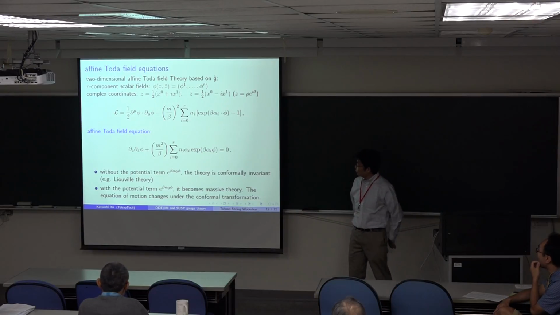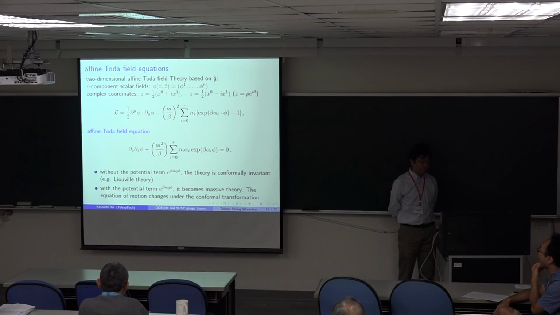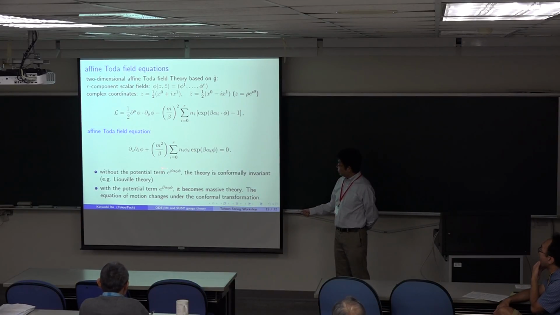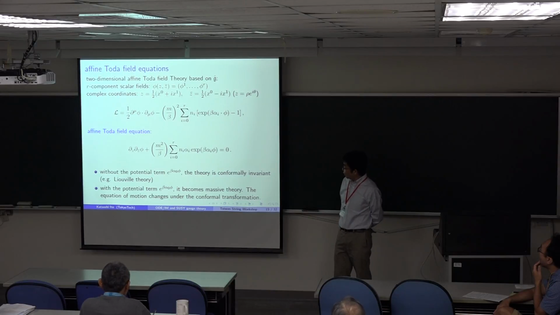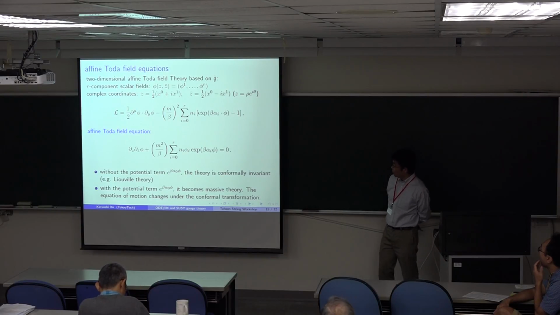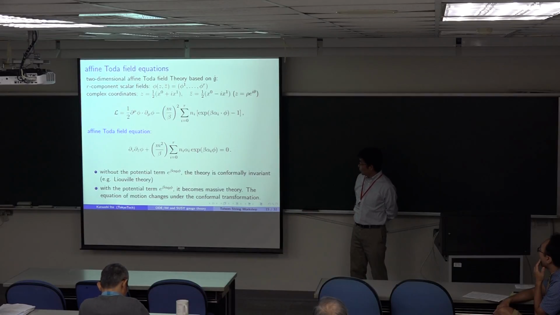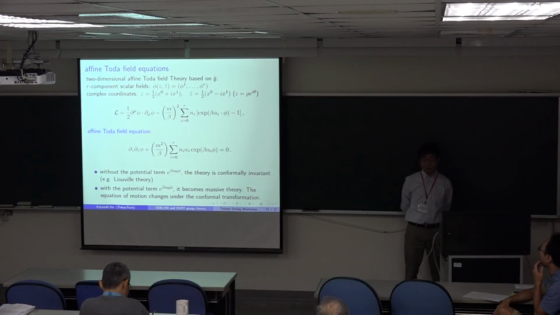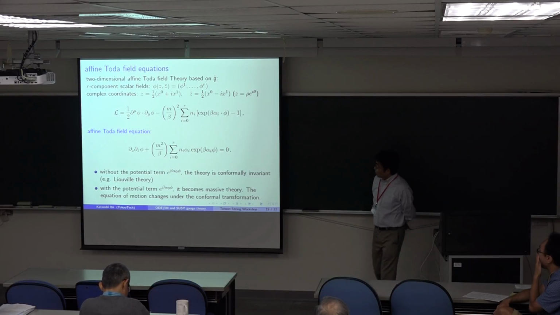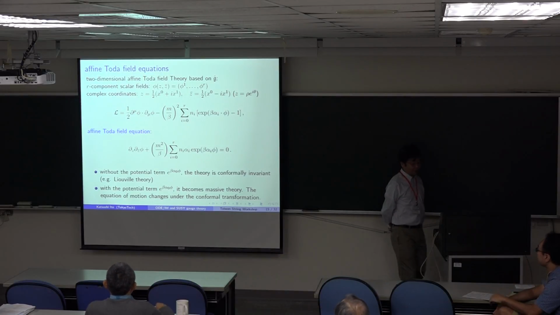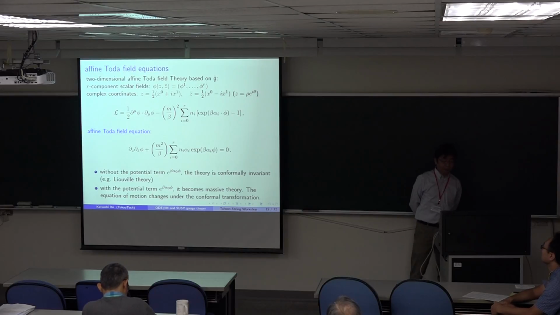So we have the equation of motion of this Lagrangian, which is the affine Toda field equation, due to some additional term, plus the total equations, which is based on the simple Lie algebra. Without the potential term, the theory is shown to be conformally invariant. This is, for example, a free theory. But with this potential term, remember the sine-Gordon theory, it becomes a massive theory.